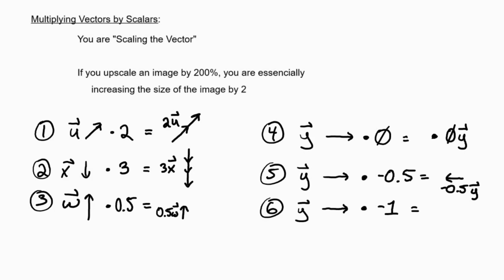Okay, well, what about negative 1? Well, essentially the same thing. We're going to be moving the full distance, negative 1y. Oh, wait a minute, negative 1y. Maybe I could just rewrite this to say that this is negative y. And this is where we could start talking about subtracting vectors.